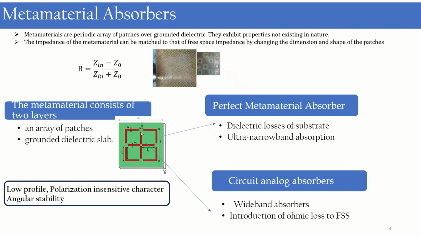Otherwise, if we are providing losses to the patches, how can we provide losses to the patches? We can put resistors in patches, or using resistive inks, we can provide losses to the patches. If we provide losses to the patches, we can get wideband absorbers, and these types of absorbers are called circuit analog absorbers. In the case of metamaterial absorbers, they are way better compared to the classical absorber because they provide low profile, polarization insensitive and angular stable structures for absorption.